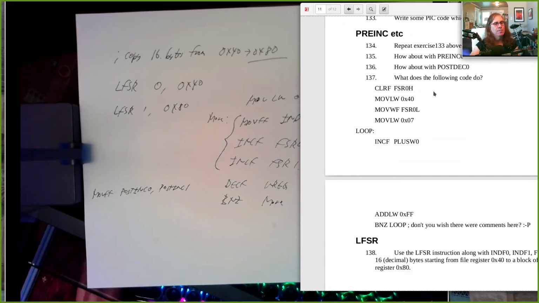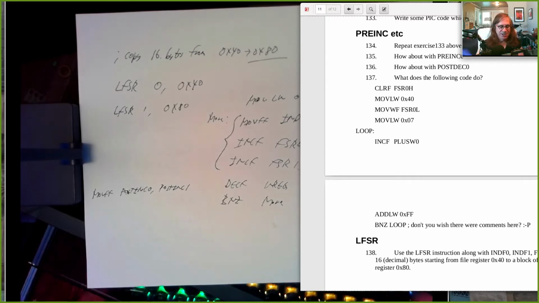We could use move FF postinc 0 and postinc 1, right? Yeah, that'll definitely work. Oh yeah, works really well actually.